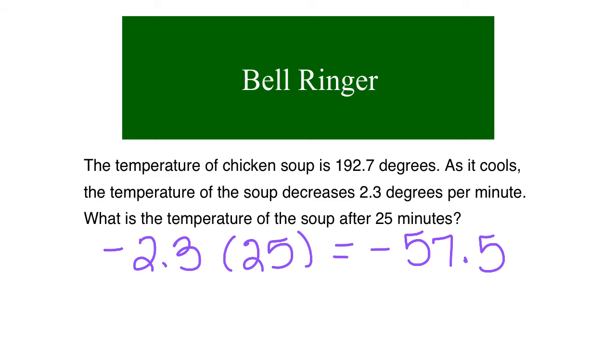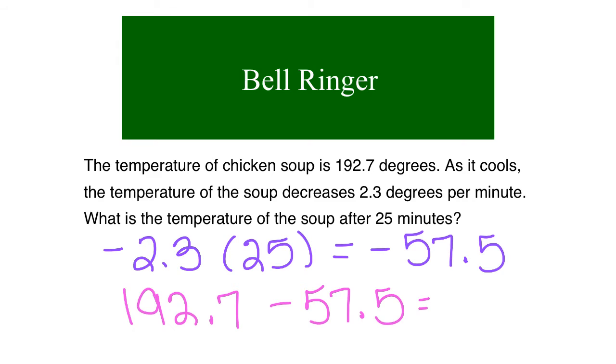We want to know the final temperature of the soup after these 25 minutes. So in order to do that, we are going to take our starting point of 192.7 degrees and subtract the 57.5 degrees in order to decrease the temperature. And in doing so, we find out that our temperature with 192.7 minus 57.5 is 135.2 degrees.